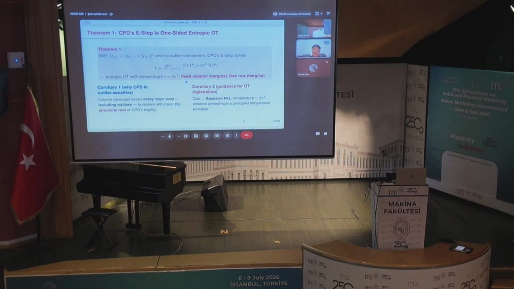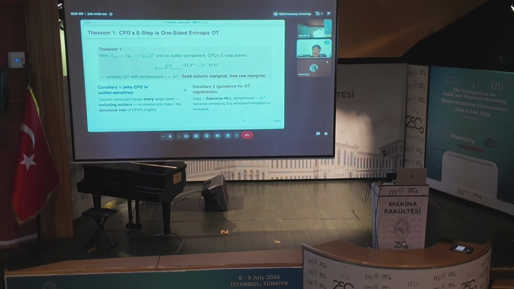This must teach us two things. Thing one, it explains the value. The plan constraint says every point must receive 1 unit of mass. It includes every outlier, so we never turn off the outliers. This is the true rule of this problem.